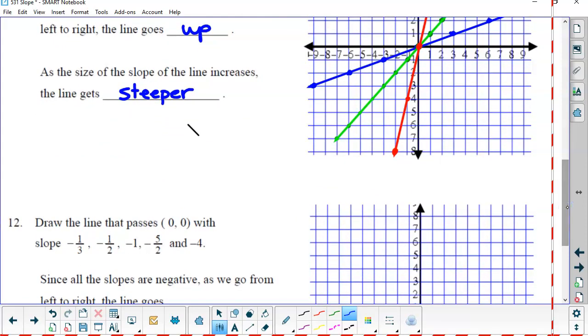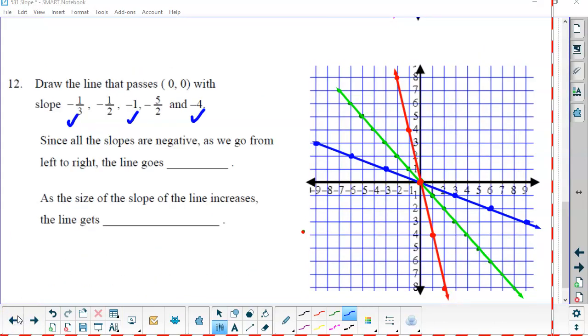Now for the next one, same deal here. We're just going to do 3 of them. These are all negative slopes of what we did in the one above. Okay, so there are those 3 that I asked you to graph. You can do more of them if you want. This was the negative 1/3, the blue one. Green was negative 1, and red was negative 4. All of those slopes are negative. As you go from left to right, the line goes down.